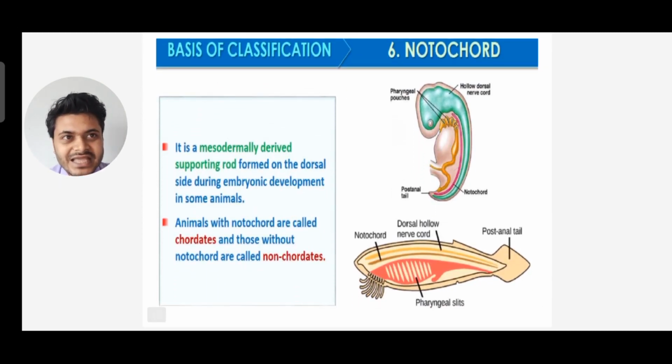Now the sixth basis of classification is notochord. So what is notochord? It is a mesodermally derived supporting rod formed on the dorsal side during embryonic development in some animals. Animals with notochord are called chordates, like we are, and those animals that don't have a notochord are called non-chordates. You can see below, notochord is there.